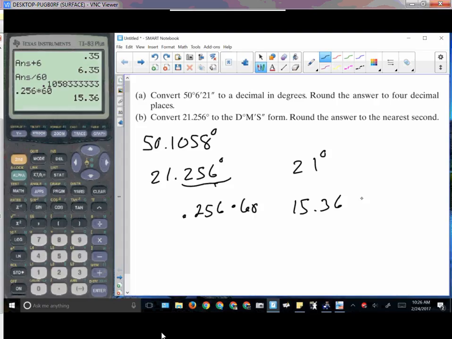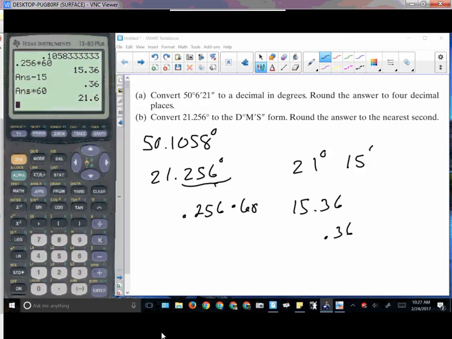And I end up with 15.36. So just like I did before, I'm going to take off the decimal point, worry about that. So now I know that I have 15 minutes. So I'm going to take that off, multiply that by 60 again, and now I end up with 21.6. But it says to the nearest second, so that means that I would have 22 seconds. Easy enough? Do a few dozen of them and it'll make sense.